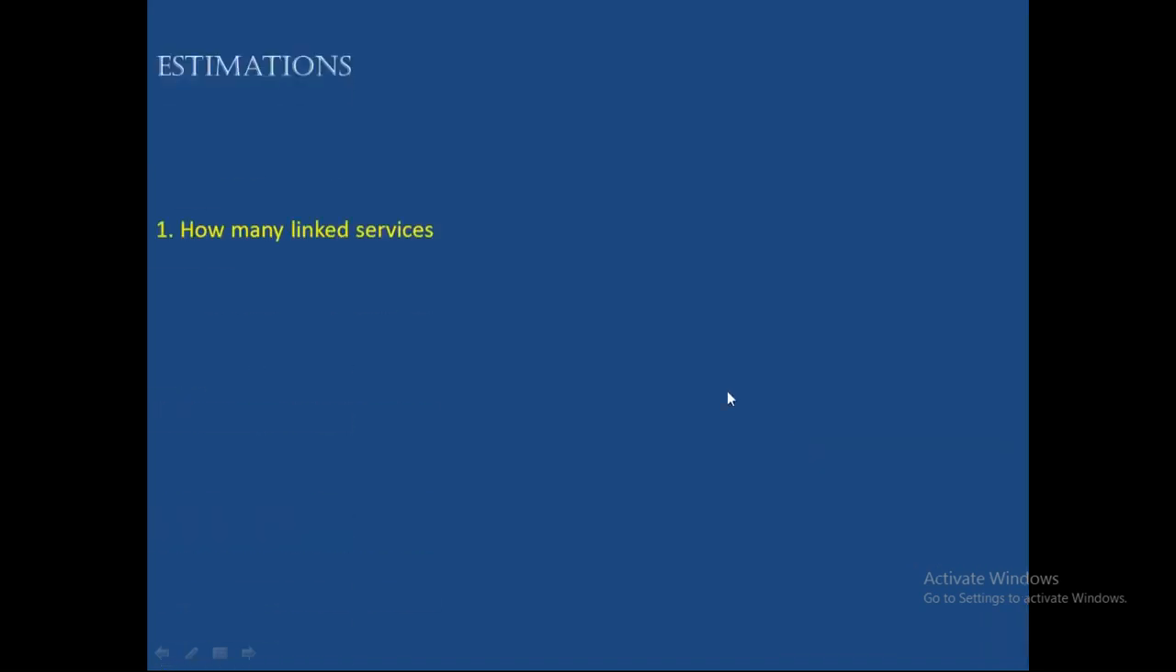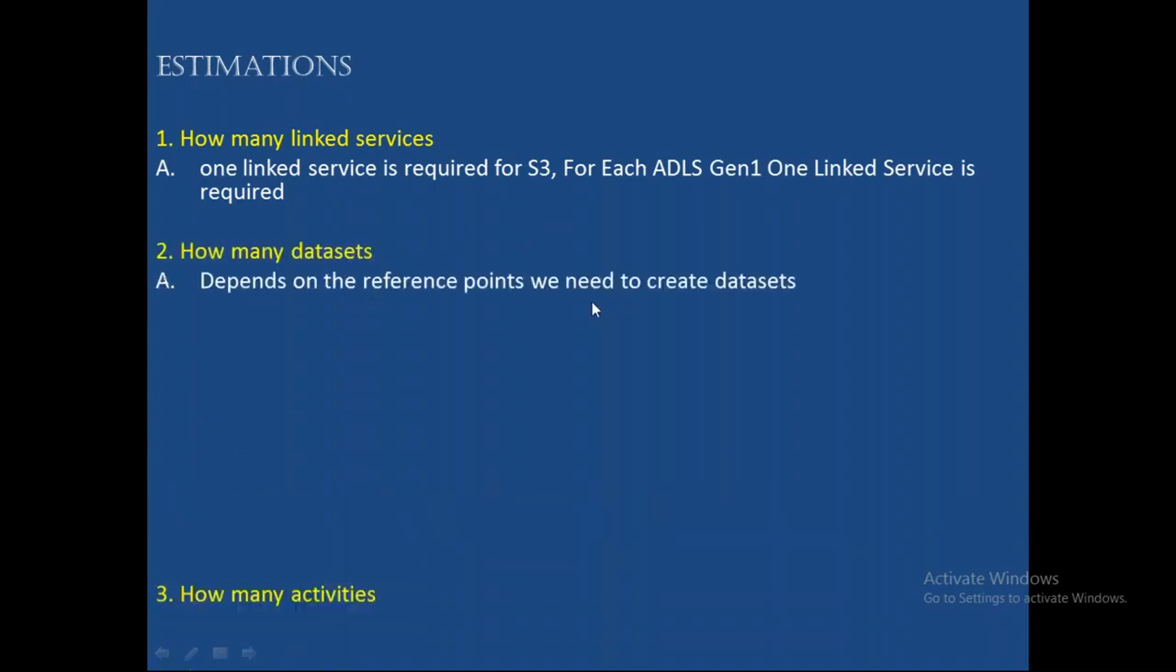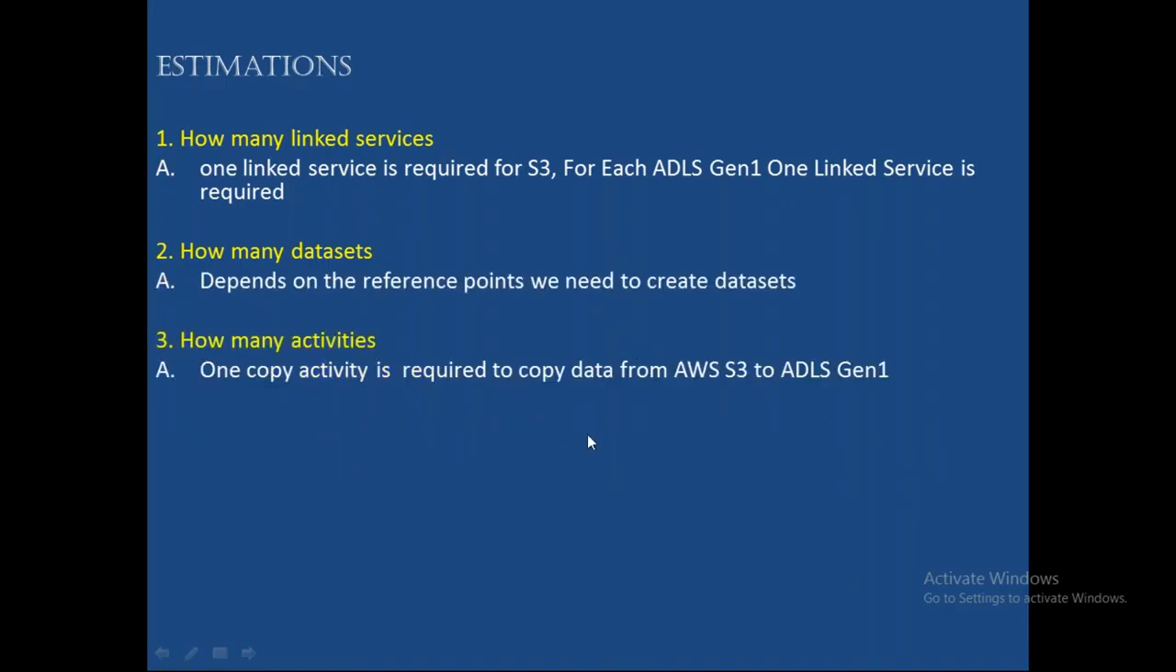Next, estimations, as we know how many linked services we need. One linked service is required for S3 and one linked service is required for Azure Data Lake Storage Gen1. We have already seen how you can create the linked service parameters, so we can do that here also. Next, how many datasets we need depends on reference points. How many activities? I will use one copy activity to copy data from AWS S3 to Data Lake Storage Gen1.